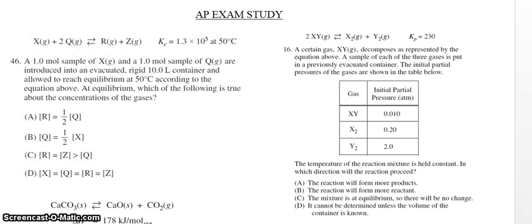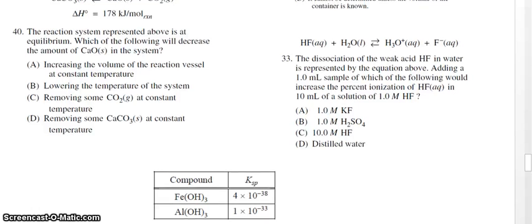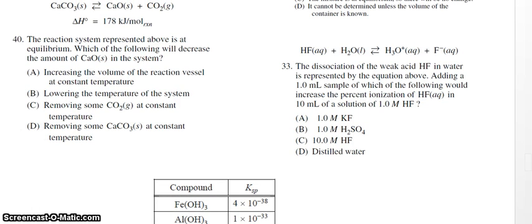Okay, let's take a look at the next few right below. So number 40, we have calcium carbonate, which is a solid, decomposing into another solid and carbon dioxide gas. Delta H is given to us. Now this is endothermic, so let's think of heat as a reactant right away. The reaction system represented above is at equilibrium. Which of the following will decrease the amount of CaO in the system? We're looking at the product here. What will decrease the product?